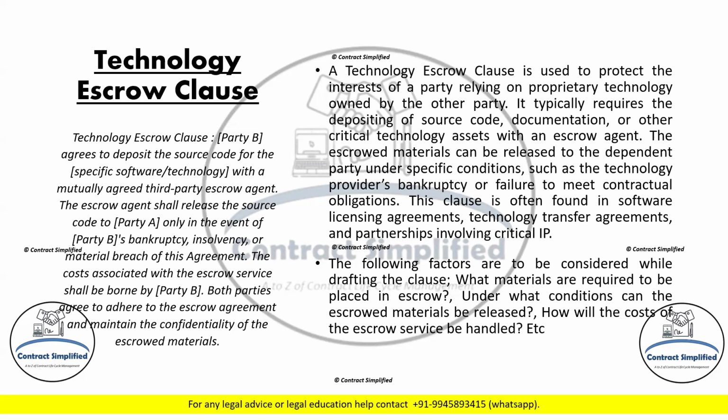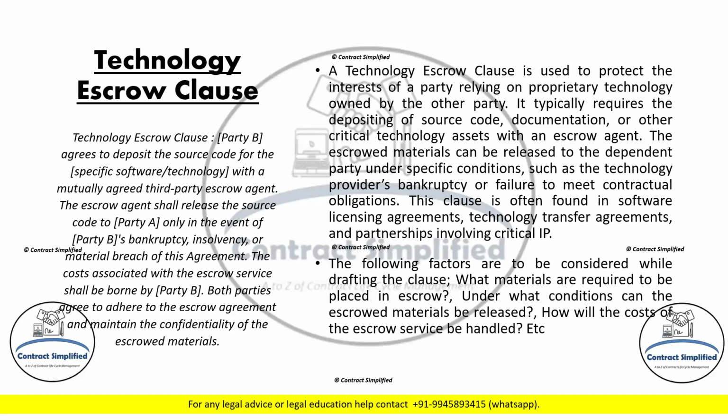It is used to protect the interest of a party relying on proprietary technology owned by the other party. It typically requires the depositing of source code, documentation, and other critical technology assets with an escrow agent. The escrowed materials can be released to the depositing party under specific conditions, such as the technology provider's bankruptcy or failure to meet contractual obligations. This clause is often found in software licensing agreements, technology transfer agreements, and partnerships involving critical IP.